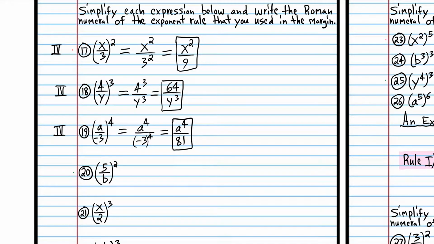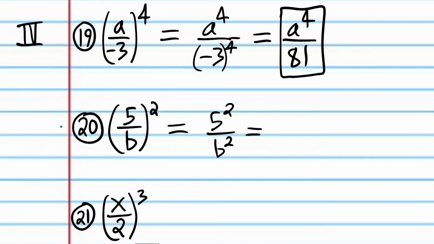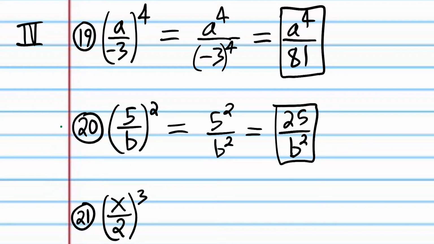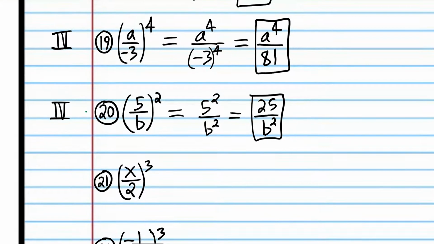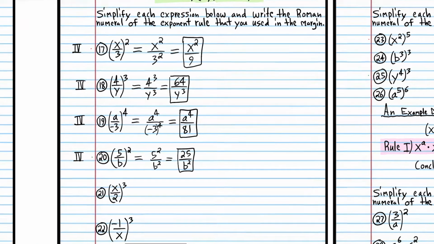All right, we're back. So raise 5 to the 2nd power and b to the 2nd power. And 5 squared is 25. And b squared, you can't really do anything more with that. So there you go. And that is rule number 4. So if you got that answer, good job. Try number 21, and when you come back, we'll do it together.